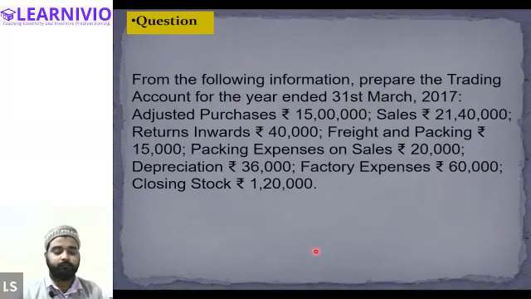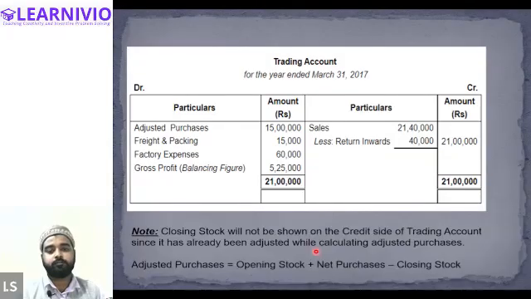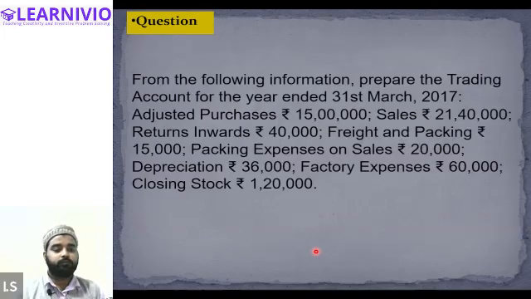Sir, gross profit 20,35,000. This is the gross profit. 5,25,000. So I think you have also added the packing expenses. You have also recorded the packing expenses on the debit side of the trading account. No, sir. Okay, just tell me your answer.